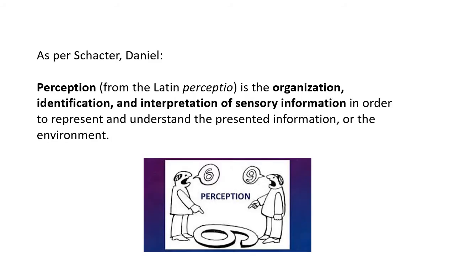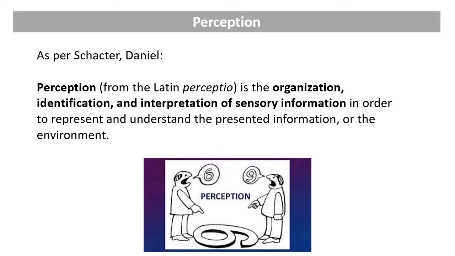We have also seen perception. Perception is basically the information which you are gathering from your sense organs. What do you make out of it, right? As you can see, the definition as per Schacter and Daniel, perception is the organization, identification, and interpretation of sensory information in order to represent and understand the presented information or the environment. So what do you make out of the information which is presented to you?